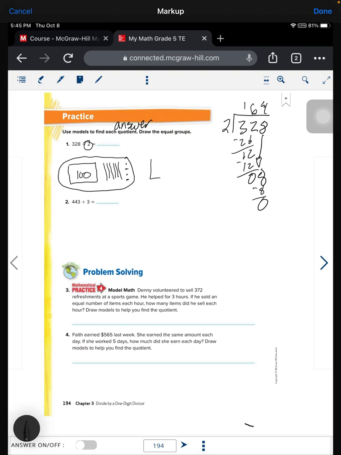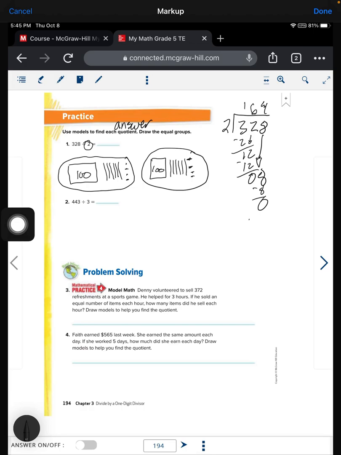I need another group. Draw a 100 block. 6. 1, 2, 3, 4, 5, 6. And then 4. 1, 2, 3, 4. Draw your group around it. I'm sure yours will look much nicer than mine. But that's what it needs to look like. Easy peasy, right? Okay, let's move on to number 2.